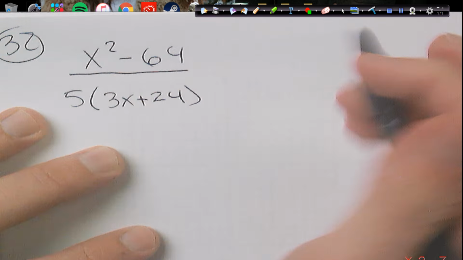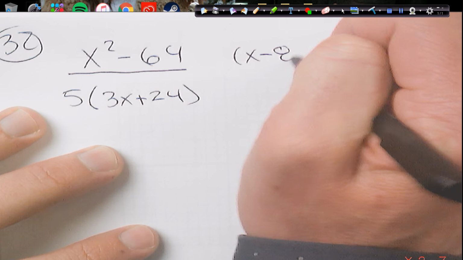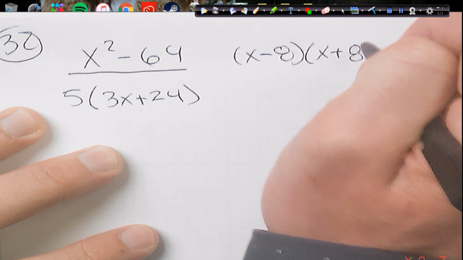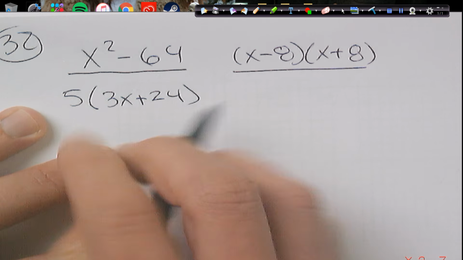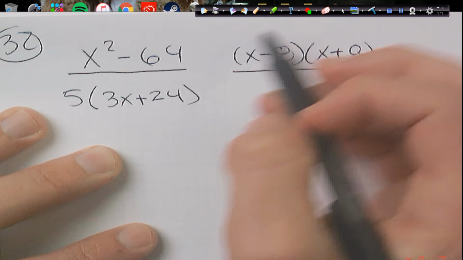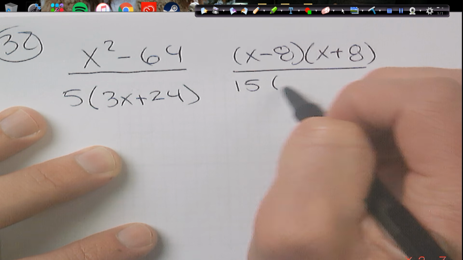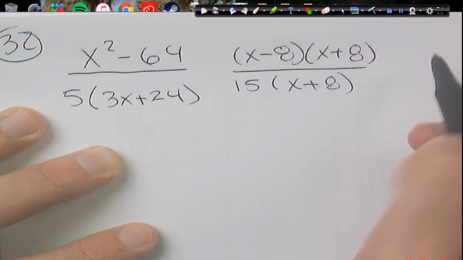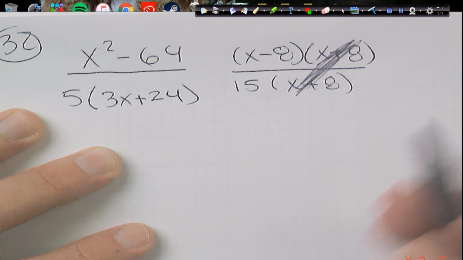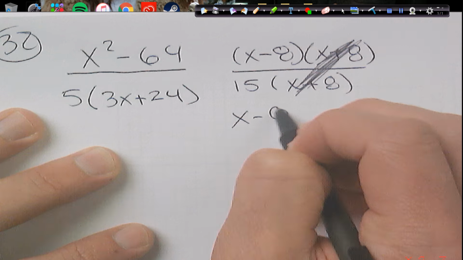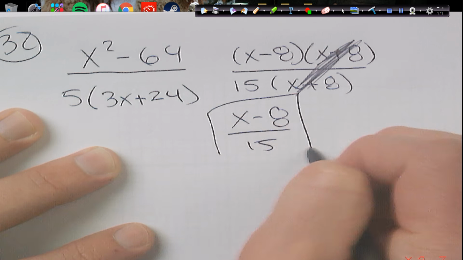So x squared minus 64 is a difference of perfect squares. And down here we can factor a 3 out. When we pull a 3 out, it's with the 5, so that's going to make 15. And we get x plus 8. Once you see two things in common, they're going to cancel each other out. So those get to cancel out, and we get x minus 8 over 15.